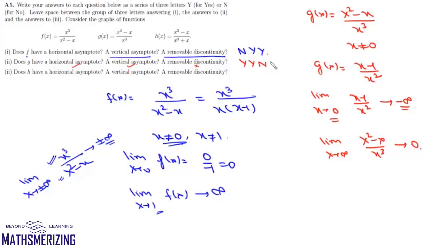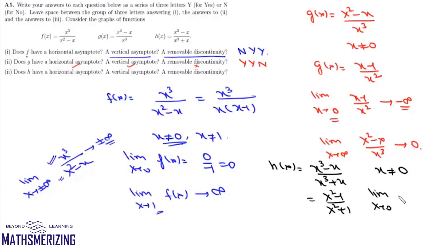Now we'll come to this third function, which is h(x). Now h(x) is defined as (x cubed minus x) upon (x cubed plus x). So again, x here is unequal to 0. Now if we cancel x, we'll get (x squared minus 1) upon (x squared plus 1). Now we'll take the limit as x tends to 0 of h(x), and this limiting value is equal to minus 1.